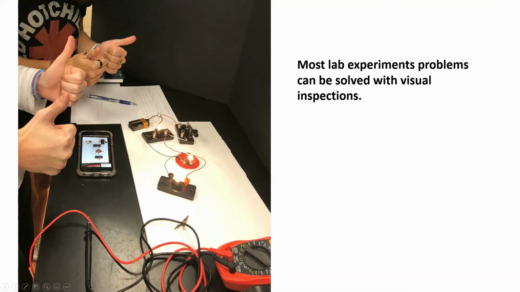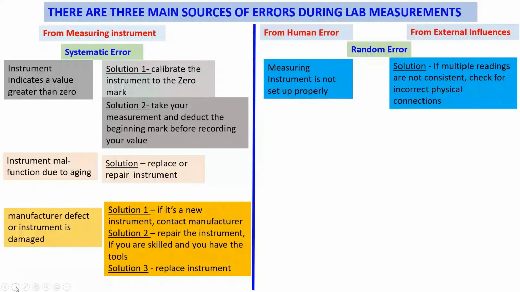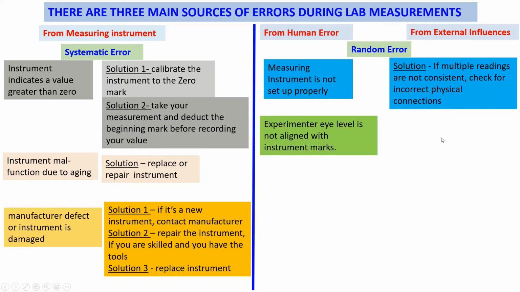Most lab experiment problems can be solved with visual inspections. Now, for when the measuring instrument is not set up properly, as a solution, if multiple readings are not consistent, check for incorrect physical connections.